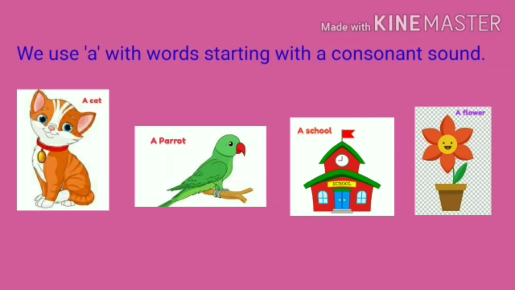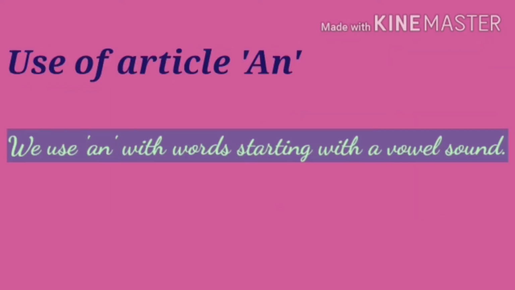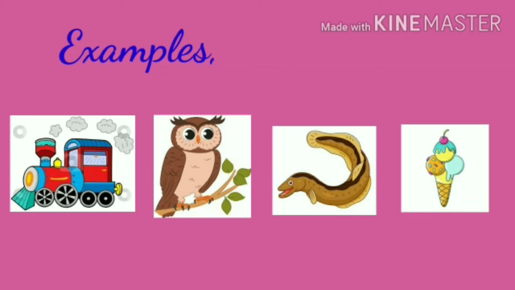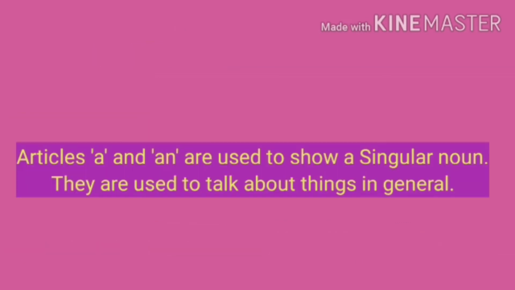Now, let's see the use of an. We use an before singular nouns which begin with a vowel sound. For example, an engine, an owl, an eel, an ice cream. Here, all the first letters in these words begin with a vowel sound.